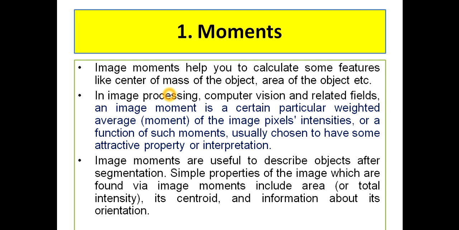In image processing, computer vision, and other related fields, an image moment is a certain particular weighted average. Do mind it, weighted average or moment of the image pixel intensities, or a function of such moments, usually chosen to have some attractive property or interpretation. So by image moment, you just need to know that this is a certain particular weighted average.